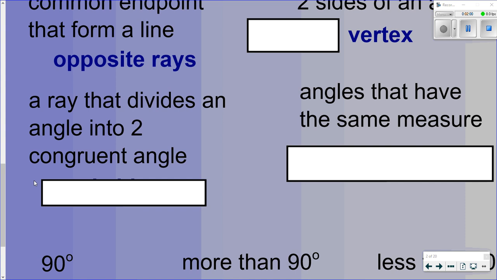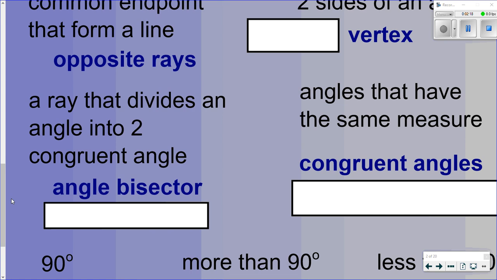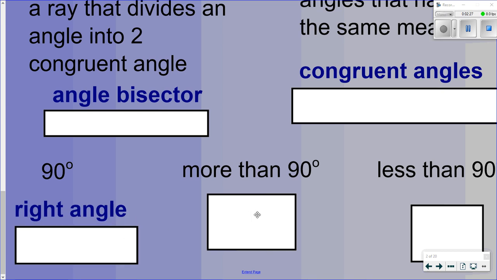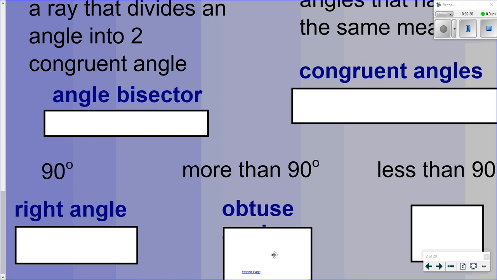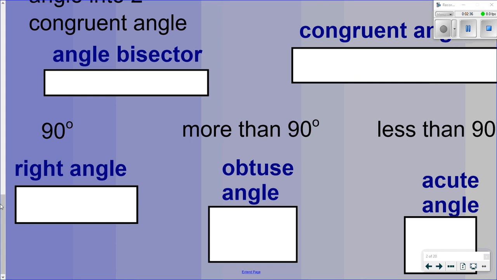A ray that divides an angle into two congruent angles. If you said angle bisector, you are correct. And angles that have the same measure? Congruent angles. Right. So what do we call a 90-degree angle? Right angle. If it's more than 90, obtuse angle. And if it's less, acute angle. Right, so that's the review of the previous lesson of angle measures.